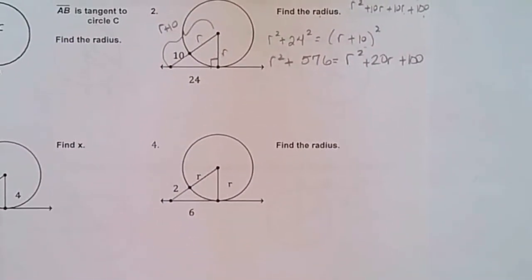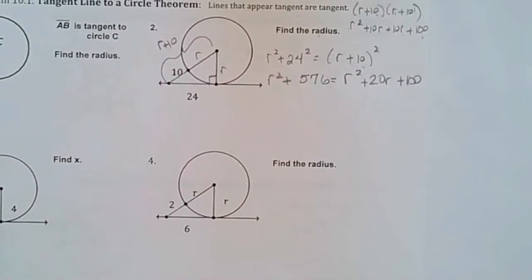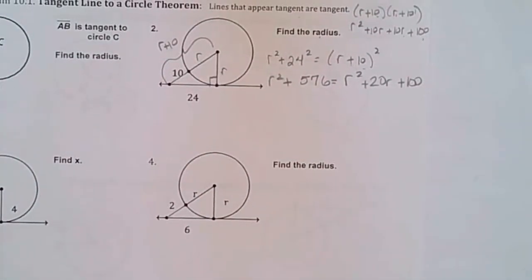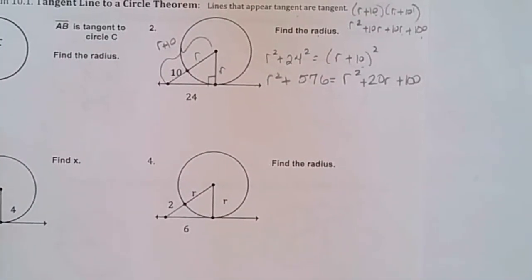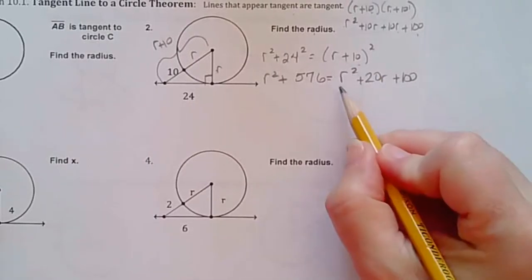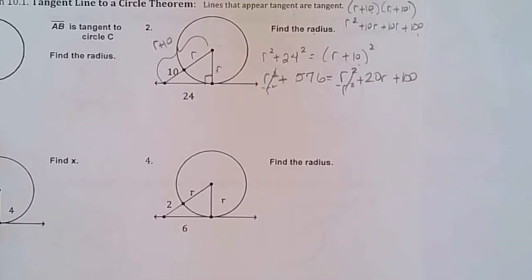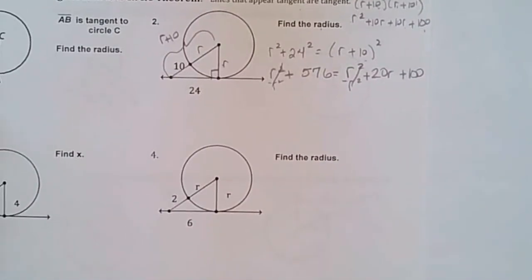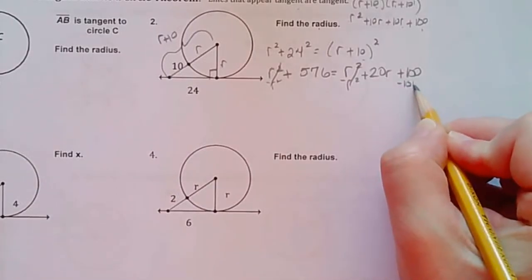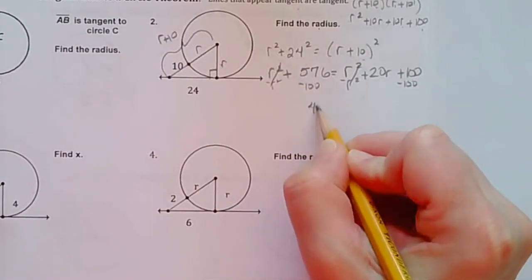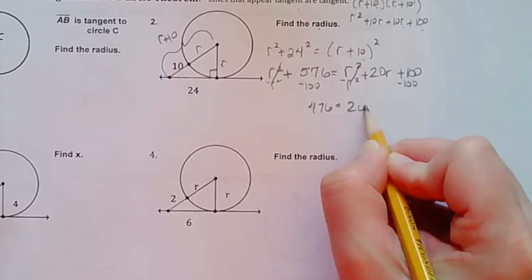Okay, so now that I have this, I want to combine any like terms that I can. I see r squareds, probably have to factor. I'm going to get everything to the same side. And as I do that, as I subtract these r squareds, they cancel, which is fabulous because now there's no more r squared, no more factoring. Let me move this 100 over, and that's 476 equal to 20r.